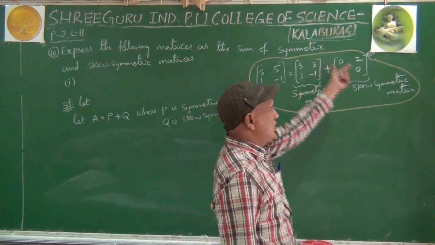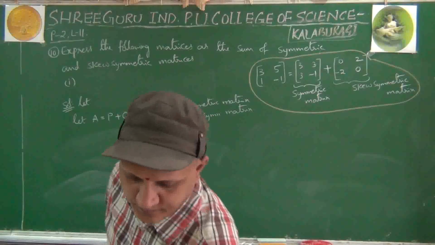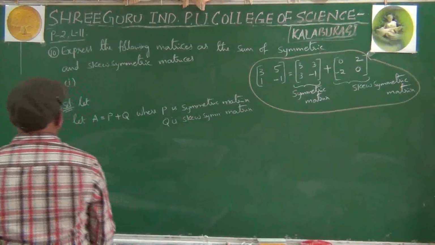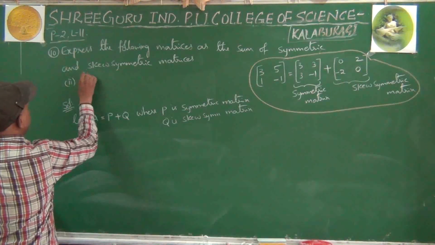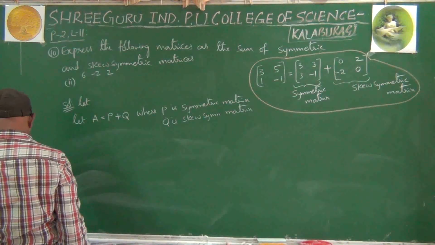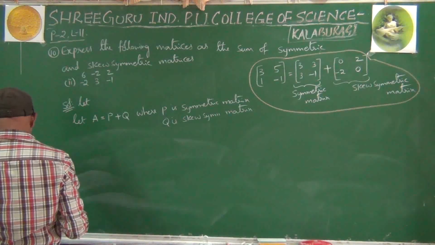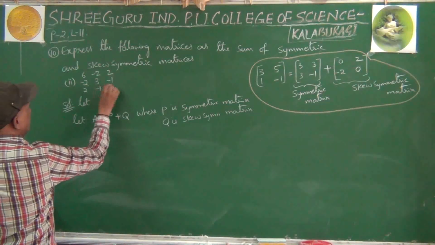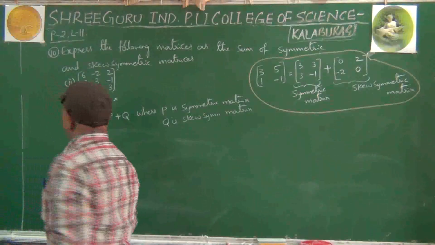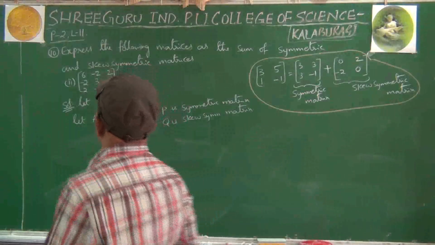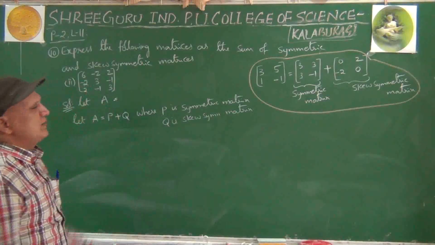Under these matrices you have to write which is symmetric and which is skew symmetric. Remember that one. Next, second sub question: the matrix with rows 6, -2, 2; -2, 3, -1; 2, -1, 3. Let capital A equal this. The method is the same. The last question was a 2 by 2 matrix. This is a 3 by 3 matrix. That's it.